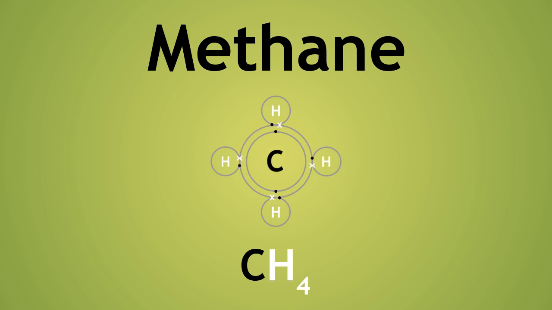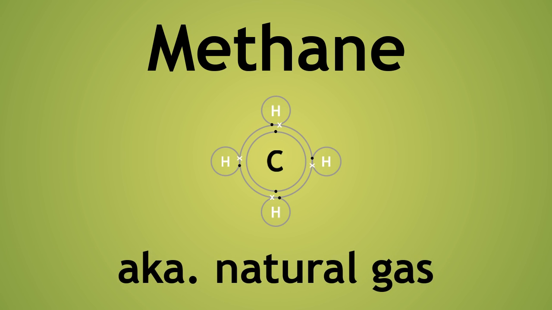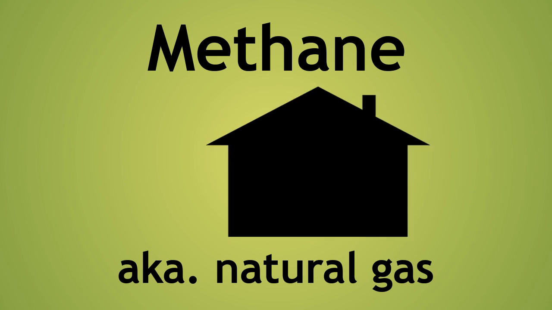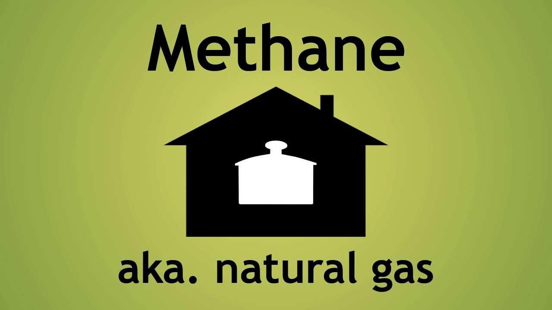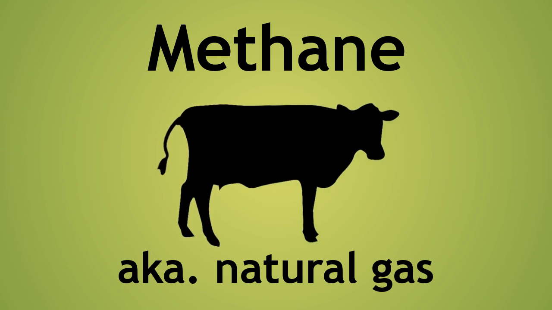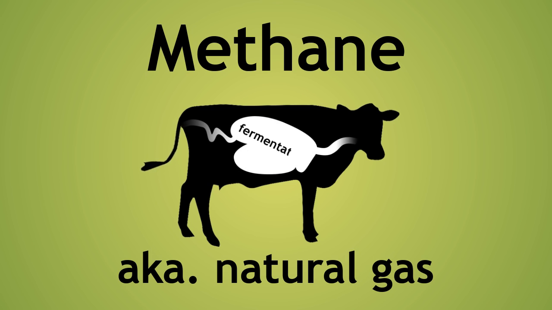a pair of electrons. Methane is known as natural gas and is often used as a fuel in homes for heating and cooking. It is also the gas released by cows by belching and flatulence, as it is produced by the fermentation of food by bacteria in their stomachs.